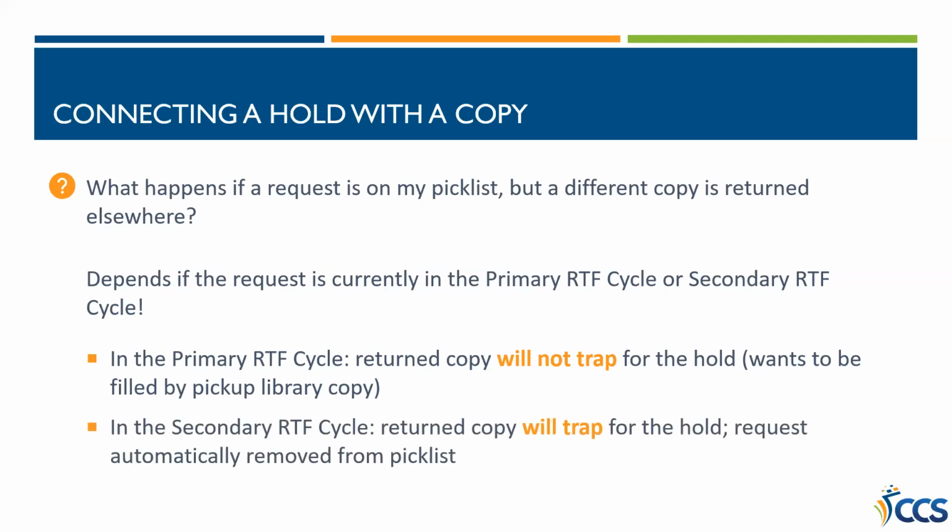However, if the request is in the secondary RTF cycle, so like pickup library does not have a copy available, the request is now looking outwards to all other libraries to fill that hold, a returned copy could trap for the request. So if your pick list item hasn't been checked in and trapped for that request yet, and another copy is checked in at a different library, that other library's copy will trap for the request. So once that happens, the request will automatically be removed from your LEAP pick list since that request has been fulfilled.